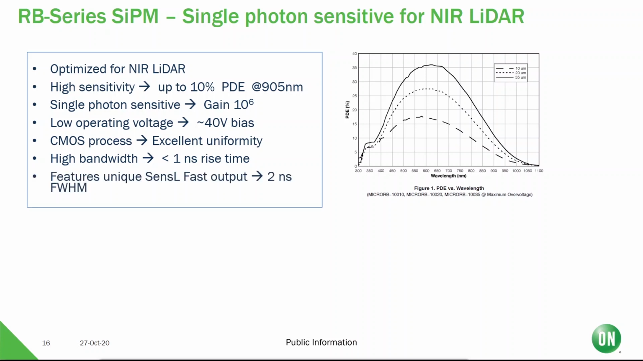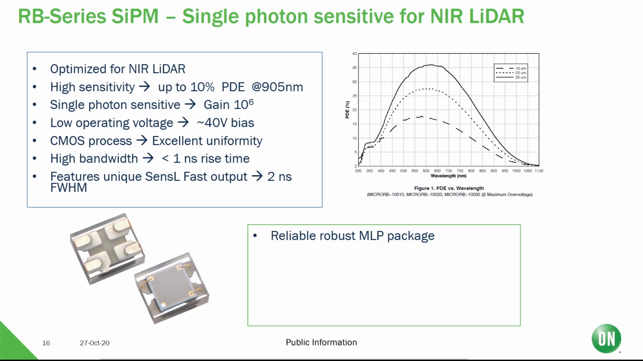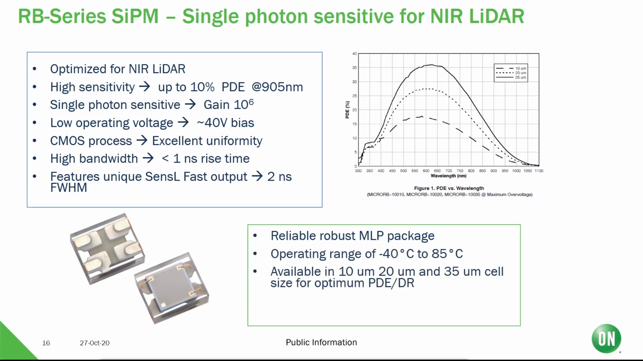And furthermore, ON's unique fast output with a 2 nanosecond pulse width allows for detection at higher count rates, which is beneficial for LiDAR. For example, when we're detecting returns from multiple objects that are close together in a scene. The SiPM comes in a robust, clear molded lead frame package and can be operated up to 85 degrees Celsius.